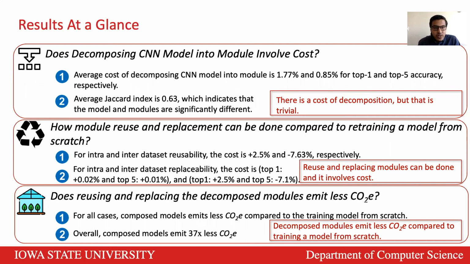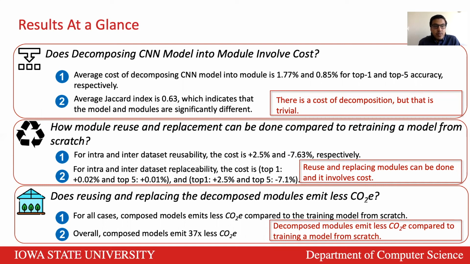For the second research question, how module reuse and replacement compare to retraining a model from scratch, we found that for intra-dataset reusability, where we take the modules that are decomposed from models built using the same dataset, there is an accuracy gain of 2.5%. However, for inter-dataset reusability, where we take modules decomposed from models built using a different dataset, there is an accuracy loss of 7.63%.